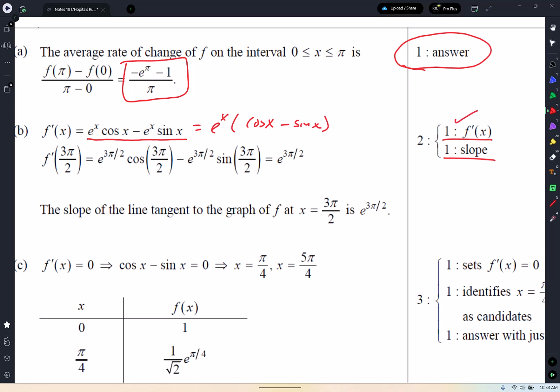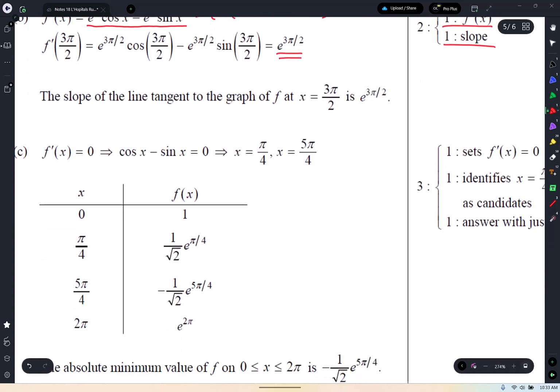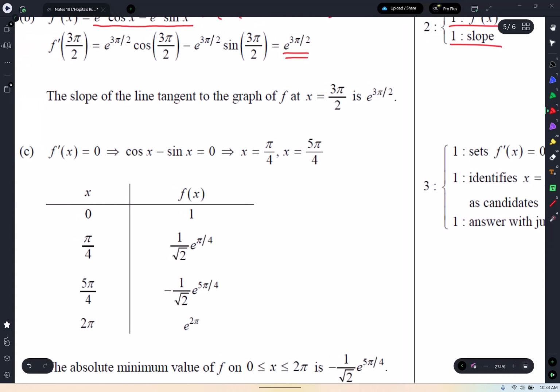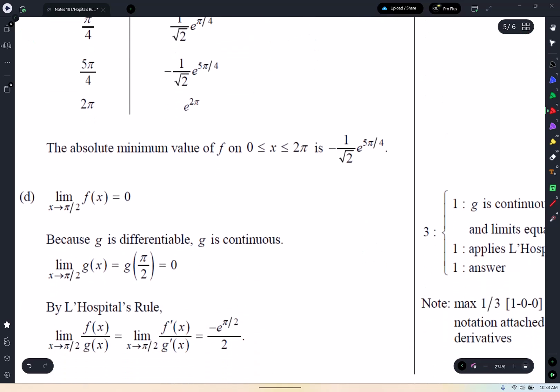Did we get the point for the slope? Did we get e to the 3 pi over 2? Bam, you got it. There it is. You got both points, guys. Don't worry about letter C. We're not there yet. You have to find critical points and all that good stuff. We're not there yet.